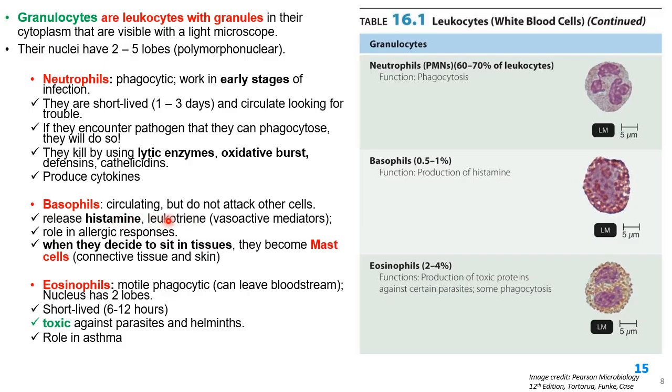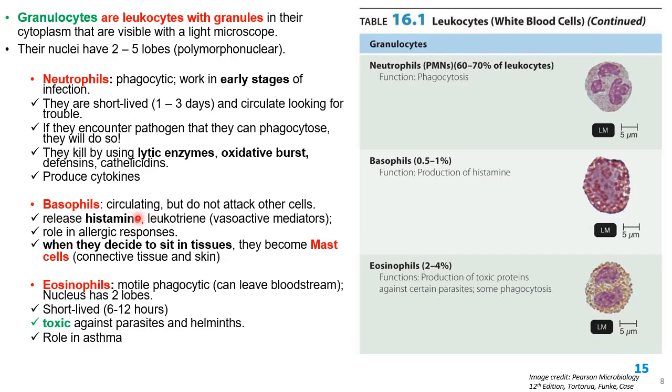So these guys here are very important to cause vasodilation. You're going to dilate your blood vessels if those elements are dumped out of the cell, okay? So they're very good vasodilators.